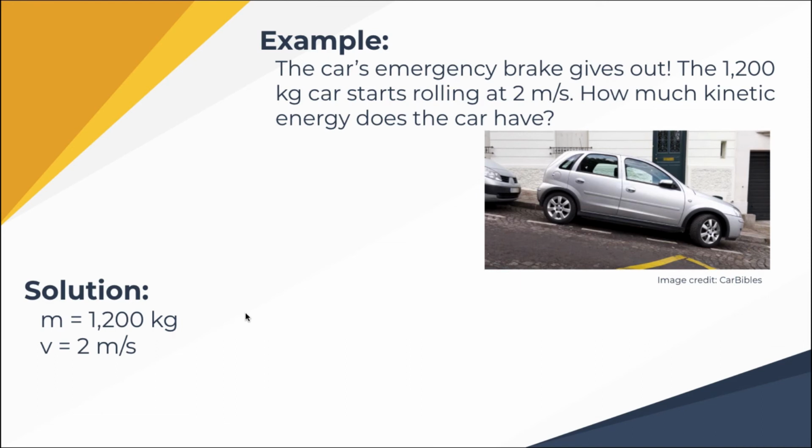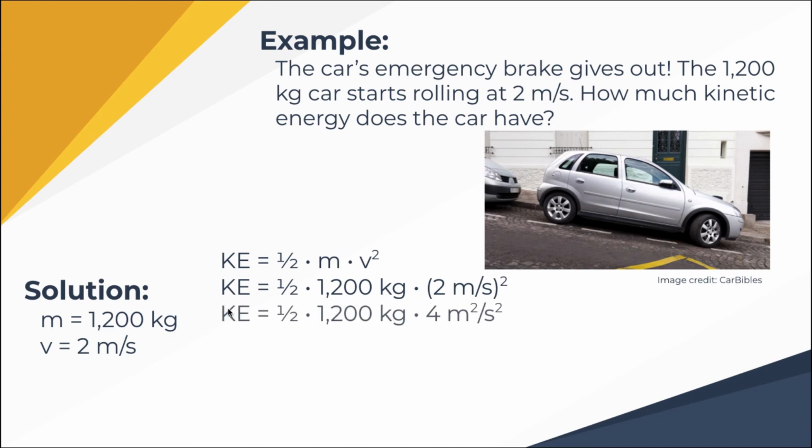So now I write out my formula and I plug in the numbers just like with the other formula. So mass is 1,200 kilograms and velocity is 2 meters per second, and don't forget that exponent. Usually when people go wrong here, it's because they're forgetting about that. Okay, so now kinetic energy is equal to 1/2 times 1,200 kilograms. And since I did the exponent first, I squared 2 to get 4 meters squared per second squared.